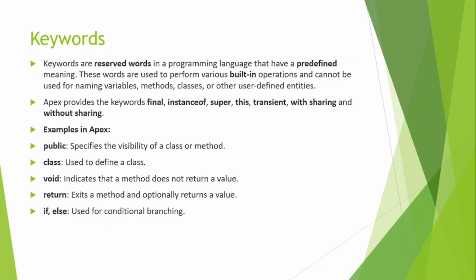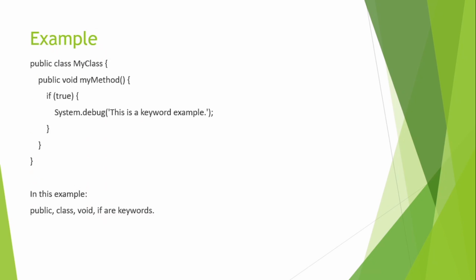Examples in Apex. Public specifies the visibility of a class or method. Class is used to define a class. Void indicates that a method does not return a value. Return exits a method and optionally returns a value. If else is used for conditional branching.